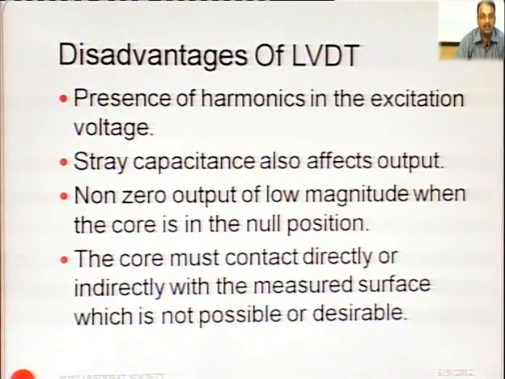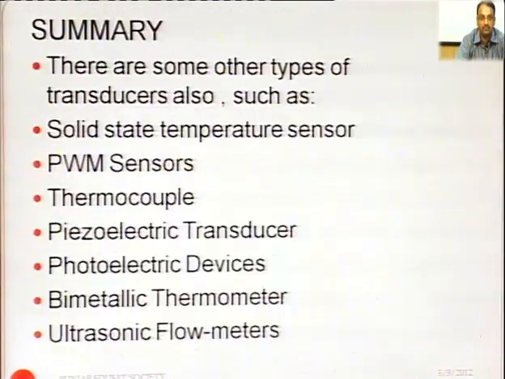Disadvantages of LVDT: there is presence of harmonics due to the AC voltage. Stray capacitances also affect output. Non-zero output of low magnitude when core is in the null position. The core must contact directly or indirectly with the measured surface, which is not possible or desirable.